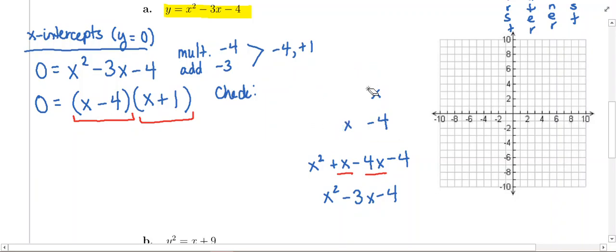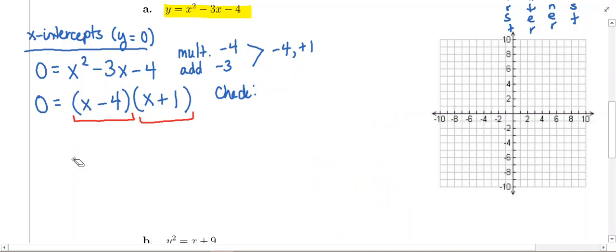All right, so here we go. Again, we are going back to 0 equals x squared minus 3x minus 4 because we are trying to find the x-intercepts here. We factored the non-zero side into x minus 4 times x plus 1. And so now what we're going to do is take each factor and set it equal to 0 and solve. So we're going to get x minus 4 equals 0, and then x plus 1 equals 0.